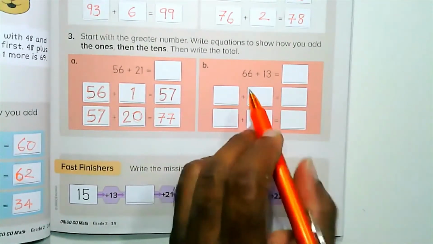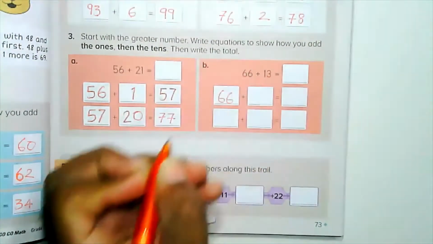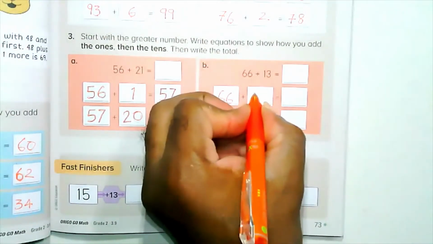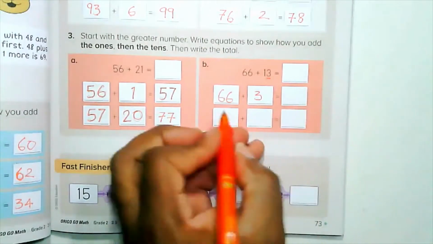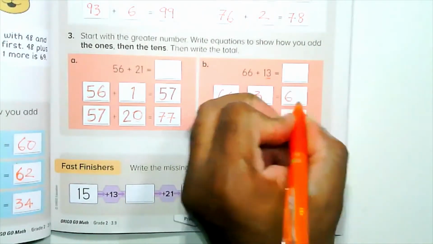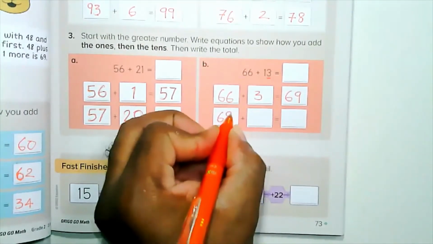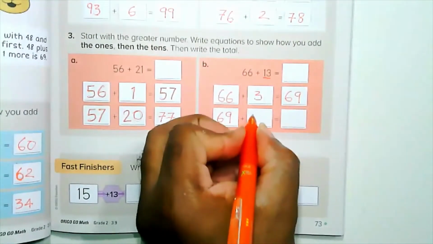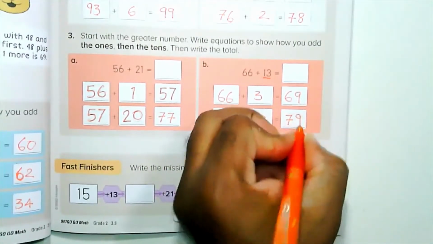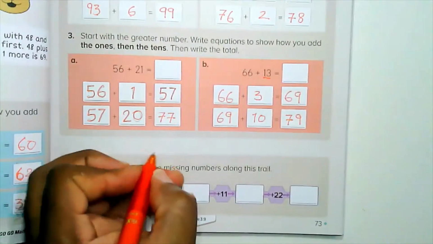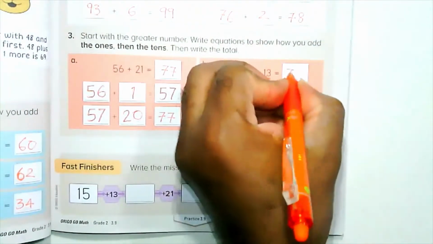Part B, 66 plus 13. So we write 66 plus 3, the ones first, right? Then that will be 69. Now, 69 that we got here plus the tens will be 79. So let's write the total, 77, 79.